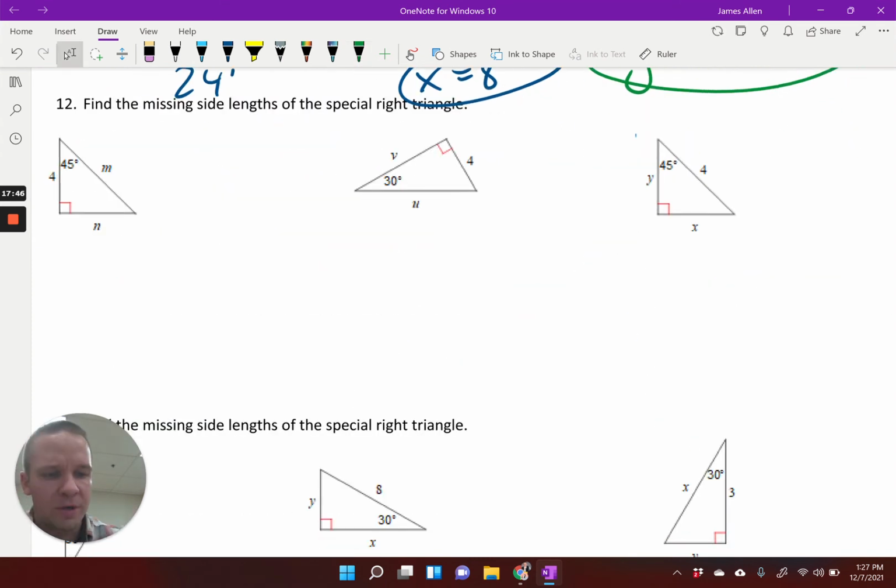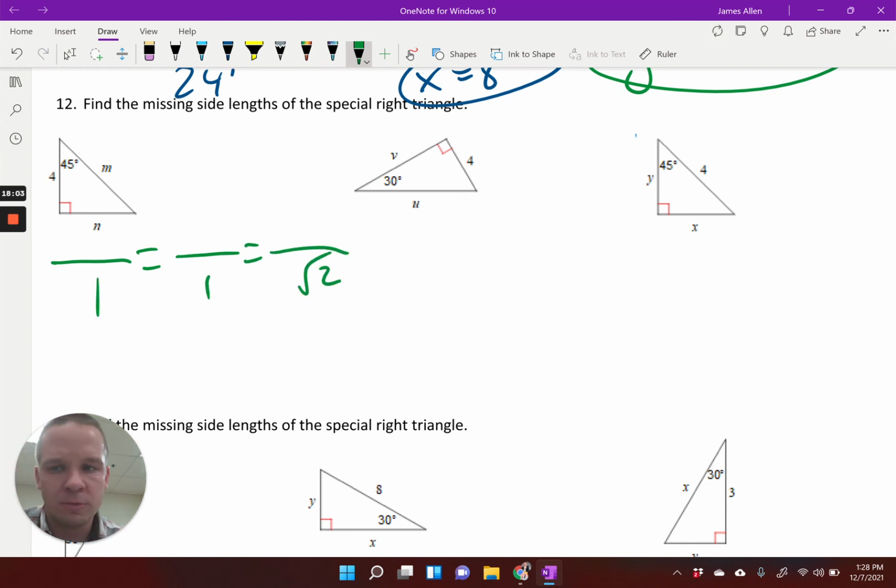All right. Moving on. Number 12. We're going to do this. We got a few minutes left. Special right triangles. Boom. It's a 45, 45, 90 triangle. So that's 1, 1, square root 2. Across from a 45 is n. Across from this guy, which is also 45, is going to be 4. And then across from my 90 is m.